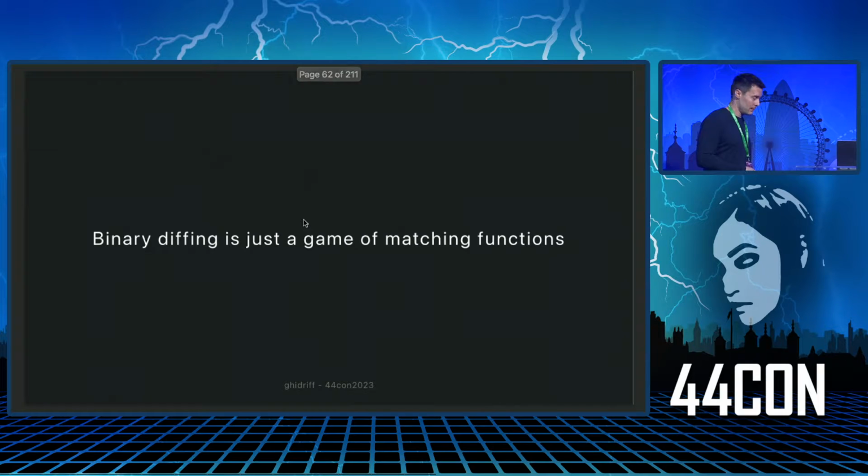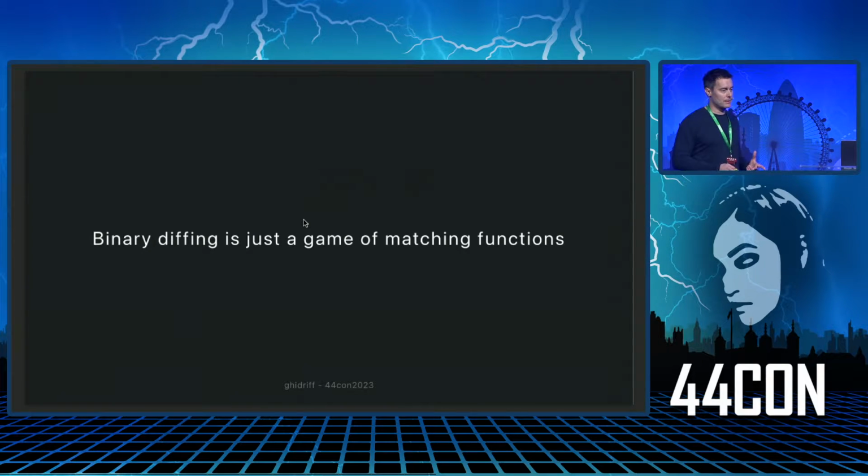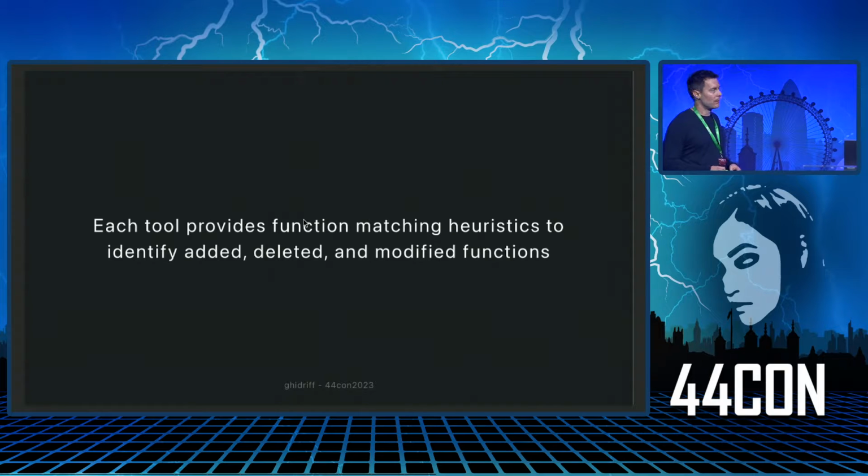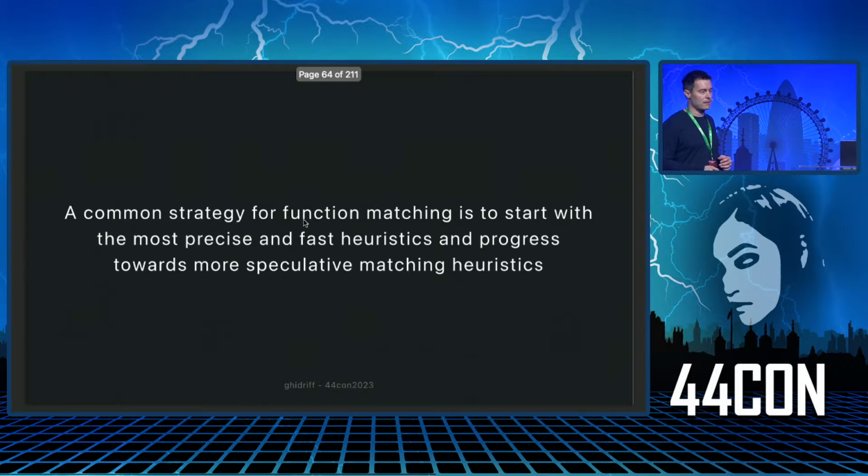For function matching, in the end, binary diffing is really just a game of matching functions. You want to match all the functions, all the added, deleted, and modified ones, so you can start to make sense of the differences. Typically, you're starting out with function matching that's very specific and very exact, like byte for byte. And then as things move on, you progress towards things that are more speculative.